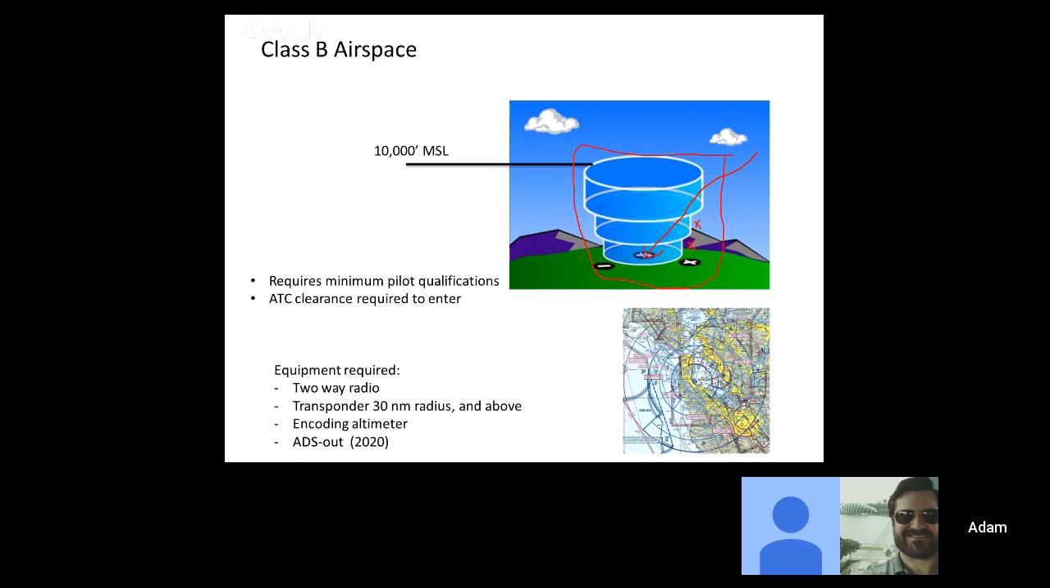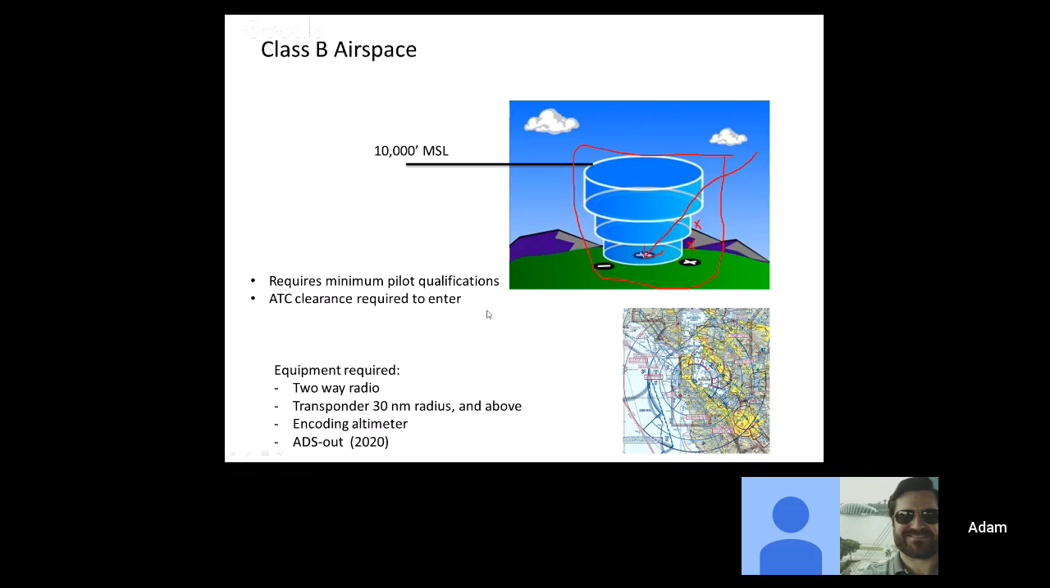And you also have to receive a clearance to enter the airspace. You physically have to hear air traffic control say, November 1, 2, 3, 4, cleared Class Bravo. If you don't hear those words, you cannot enter the airspace.